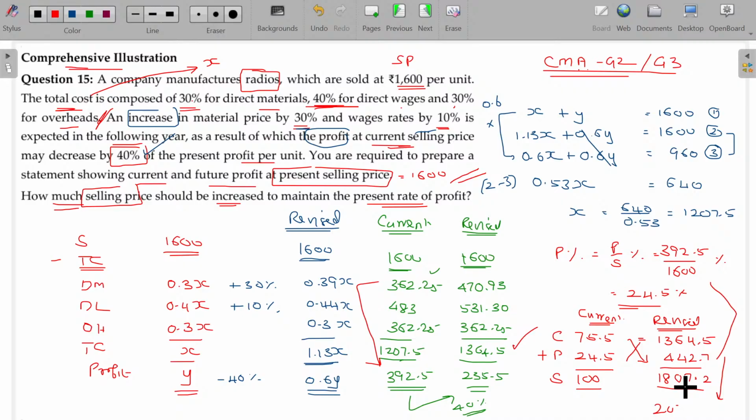207.2. Am I right? But in the text, the answer is totally different. Here it is clear that we use the present rate of profit, but in the text, I have solved this using the present amount of profit. Present amount of profit means what is the shortage in profit?